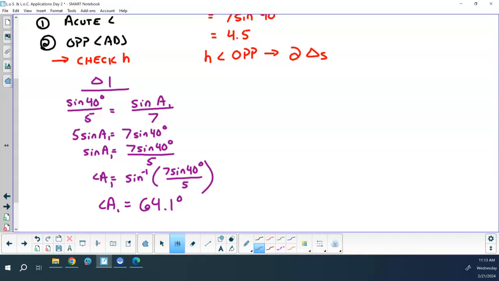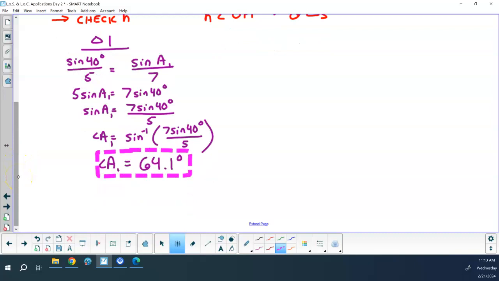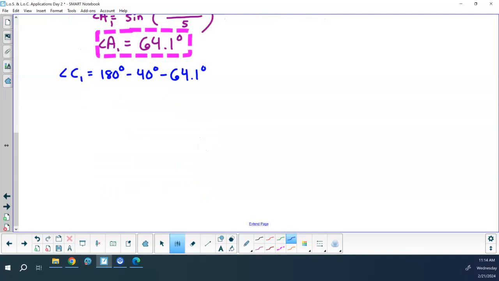Okay. So if that's one of them, then angle C sub 1 is going to be 180 degrees minus 40 degrees minus 64.1 degrees. 140, 80, 76, 75.9.